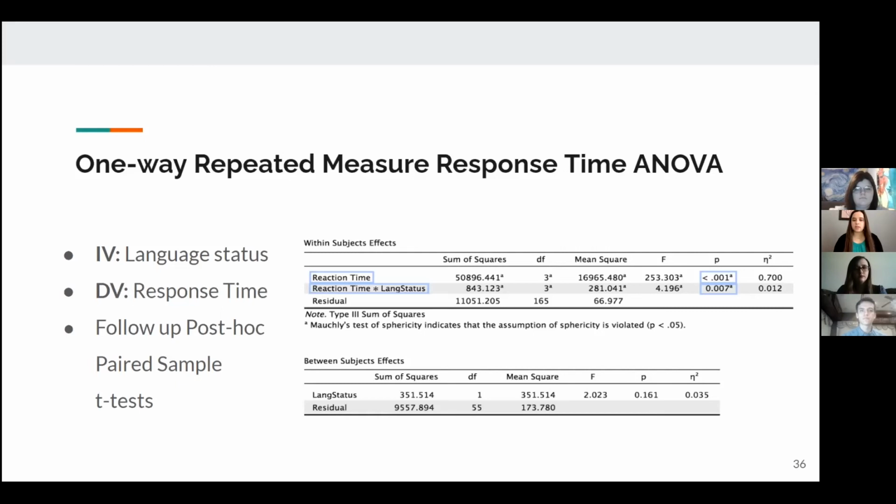And what we can see on this chart is that for reaction time, there was a significant main effect of test. There was also a significant interaction between reaction time and language status. And in order to look a little bit more into these results, we did a post hoc paired sample t-test, and we can look more closely on that in the graph in the next slide.